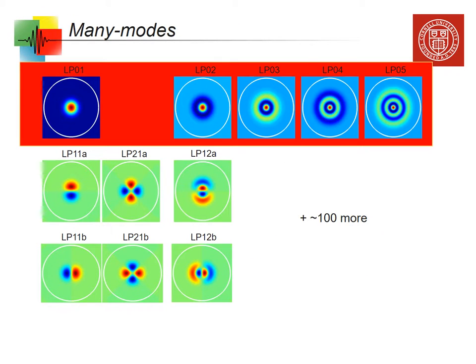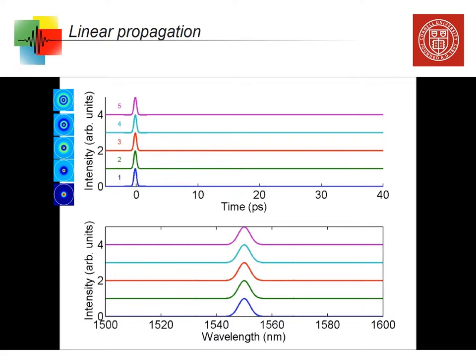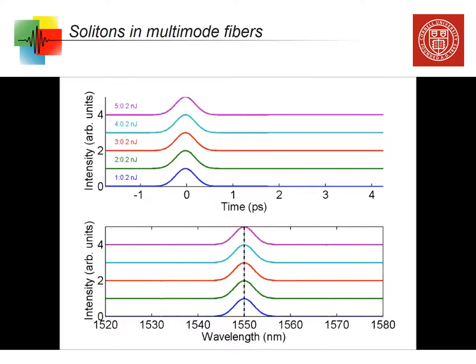Let's look at these radially symmetric modes for simplicity. And let's look at a simulation. So here are the modes right here, pulses in those different modes. As we propagate through the fiber, they spread out from one another due to modal dispersion. So they're traveling at different speeds. And they're each broadening due to chromatic dispersion. So that's kind of the whole story there, linearly. If we add in nonlinearity, the pulses can interact with one another because they're locally modifying the refractive index in the fiber.